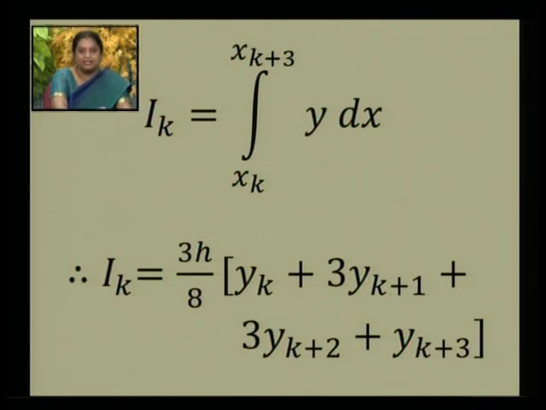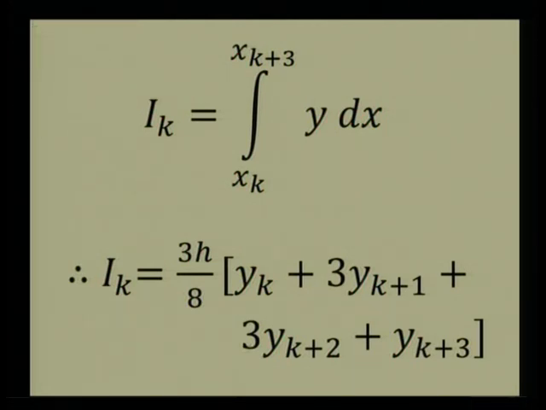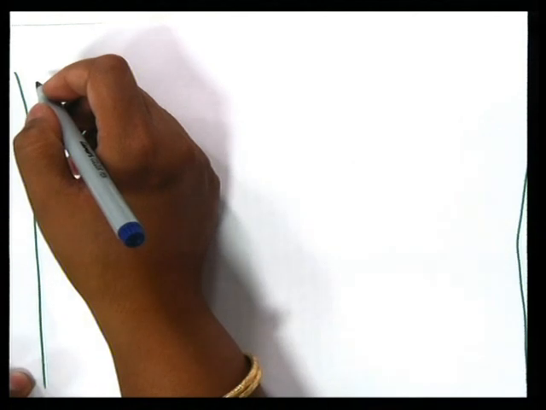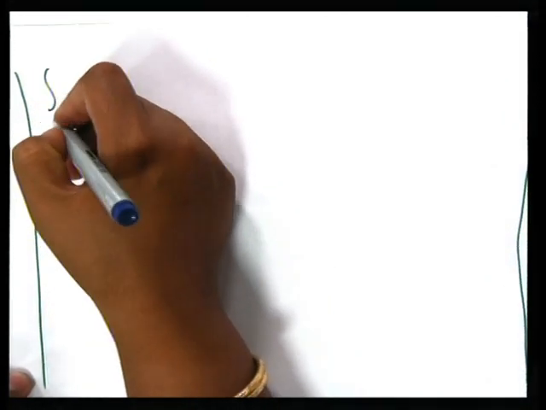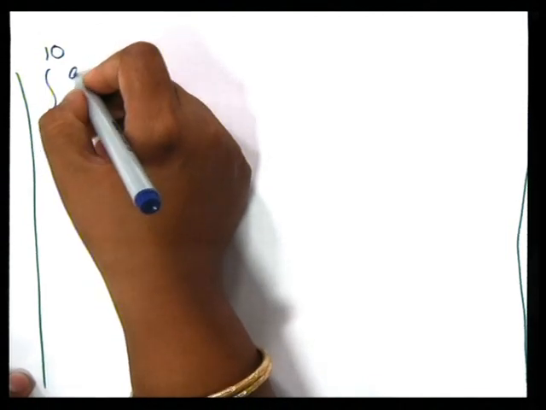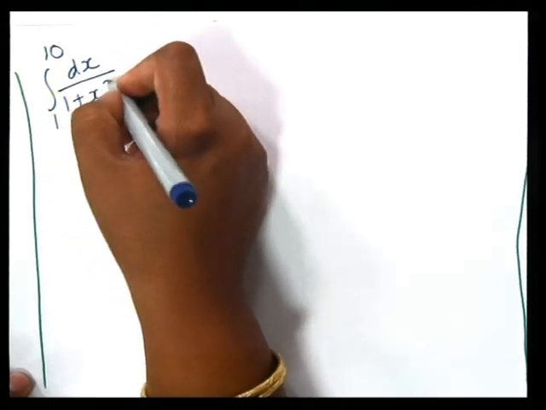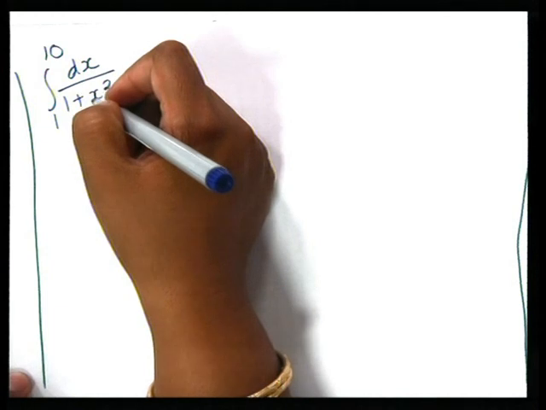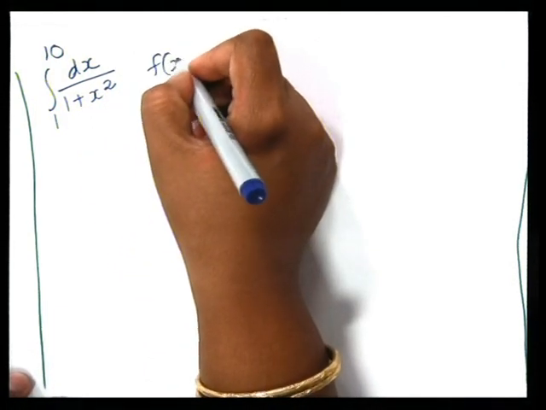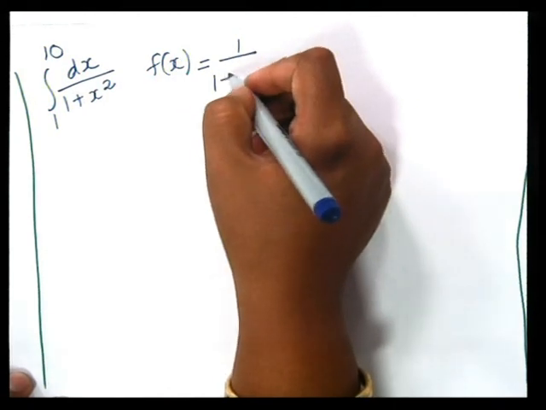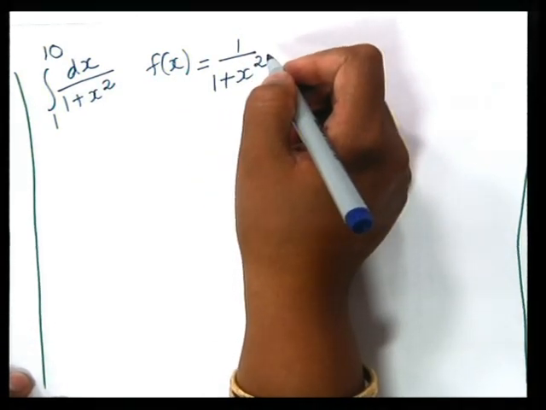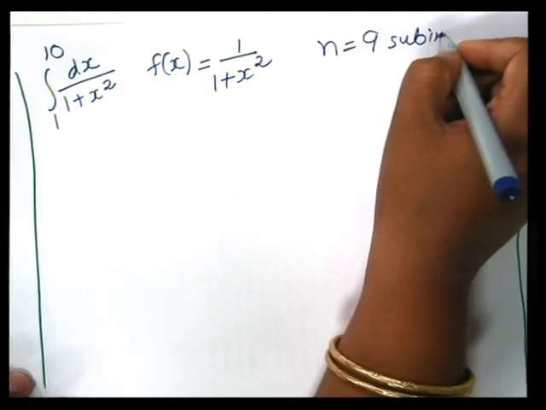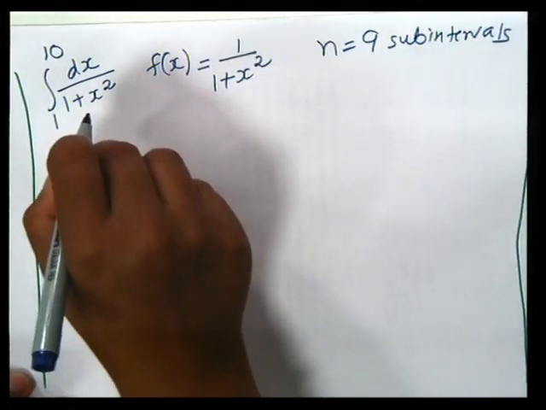Now let us have a look at an example for better understanding. Have a look at the teleboard. To solve an example of Simpson's 3/8, let us take the integration from 1 to 10 of dx upon 1 plus x square. So what is the function? The function f of x which we are taking here is 1 upon 1 plus x square. I want to divide this area into 9 sub-intervals.